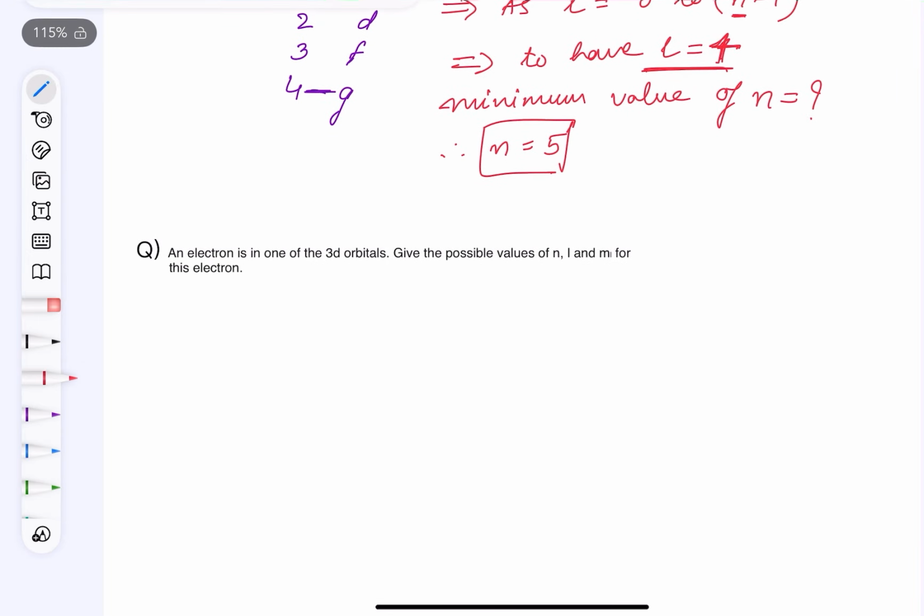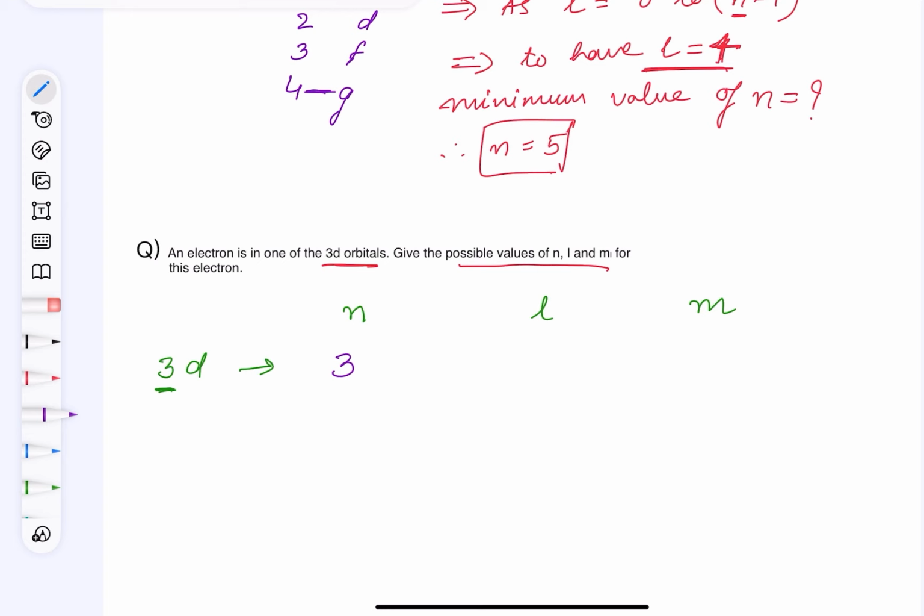Now an electron is in one of the 3d orbitals. You are asked to find out the possible values of n, L and m. That is the principal quantum number n, azimuthal quantum number L and magnetic quantum number m. So this is simple students. For the 3d orbital we wish to find the n value, L value and m value. Here 3d indicates 3 is the principal quantum number, the shell. So n in 3d would be 3.